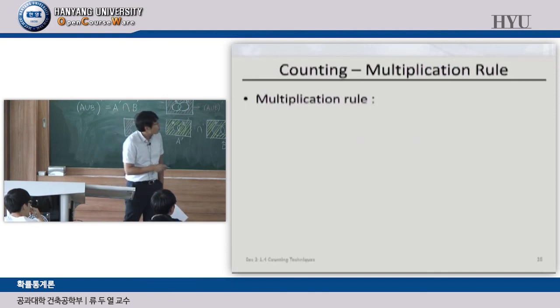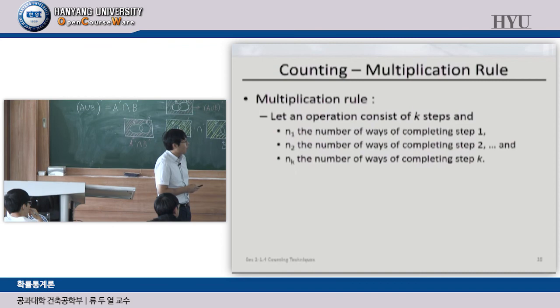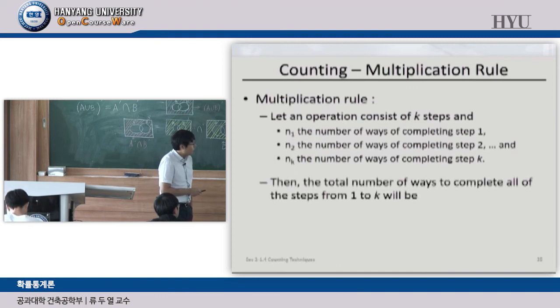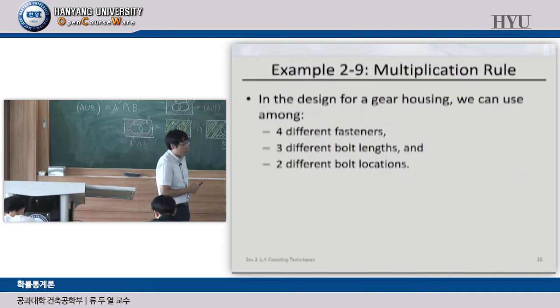Firstly, I'm going to explain what the multiplication rule is. Based on the multiplication rule, N1 indicates the number of ways of completing step 1, and N2 indicates the number of ways of completing step 2, and so on. And Nk indicates the number of ways of completing step K. Then the total number of ways to complete all of the steps from 1 to K will be N1 multiplied by N2 multiplied by up to Nk. And the reason why we can obtain this relationship can be explained in this example.